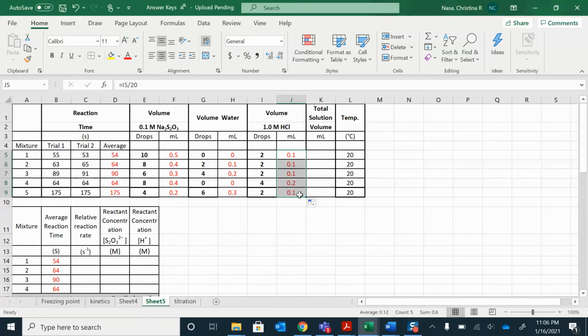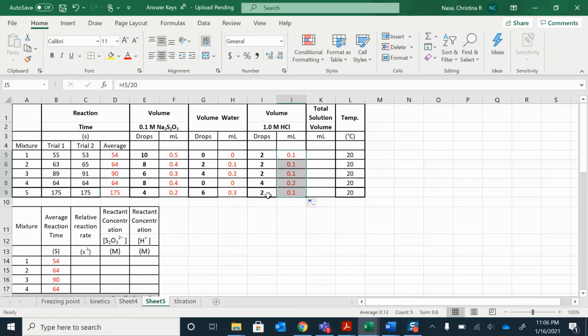If you just look at these volumes for a second, we're adding water really just to keep the total volume constant. We want the total volume to be the same. That's going to make it a little bit easier when we find our molar concentrations down here. But if you see what we did here, we have 10, 8, 6, 8, 4. So we changed this volume a lot. This one we pretty much kept at 2 the whole time. We only changed it once here.